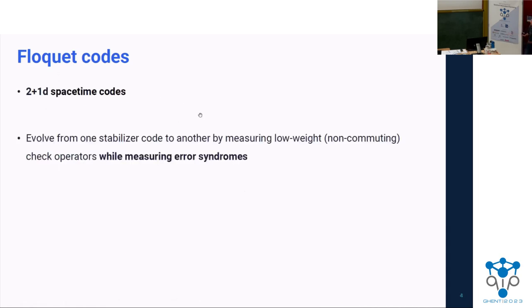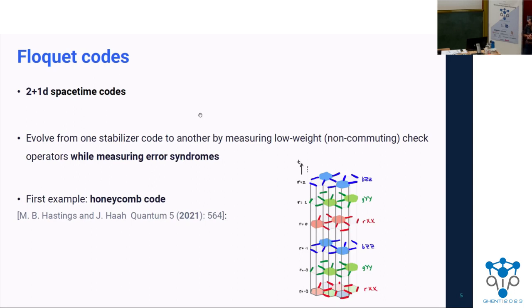Therefore, Floquet codes should take advantage of this, and perhaps we can come up with clever ways to do quantum error correction in space-time. And the first code that has been proposed is the honeycomb code, which has another advantage, that it is a code that is perfectly tailored to work on topological architecture for quantum computing.